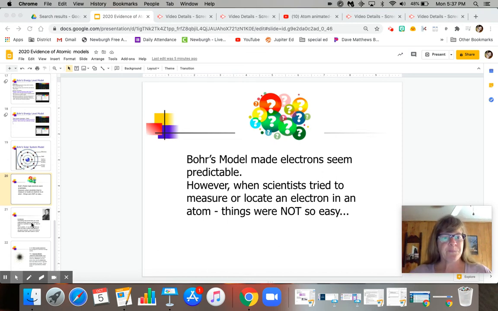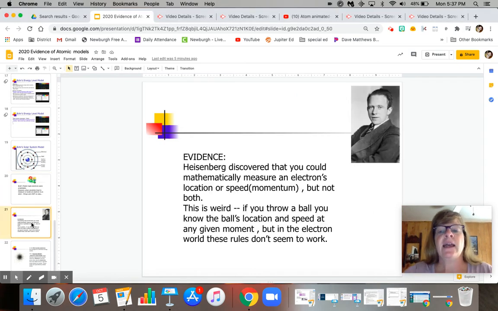So that brings us to Heisenberg, and he did use mathematics. And he discovered that mathematically, you can measure an electron's location, where it is, or its speed, its momentum. But you can't measure both.